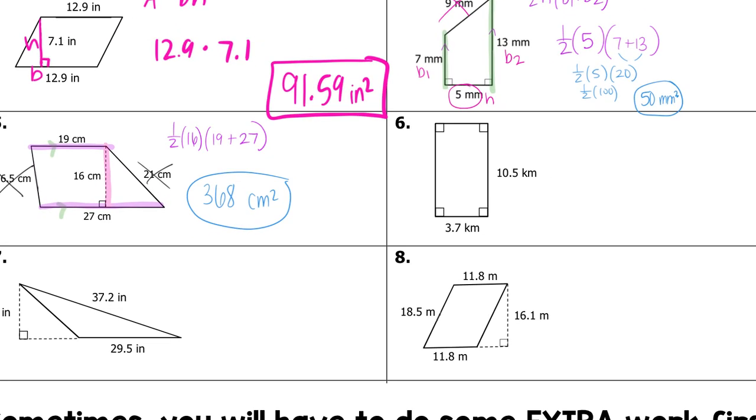This next one is just a rectangle, so it's just base times height. So 3.7 times 10.5. That should be 38.85.